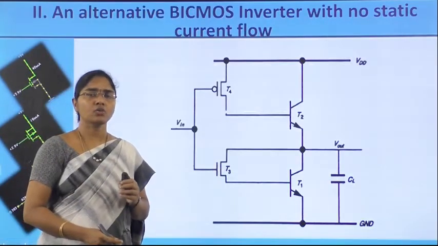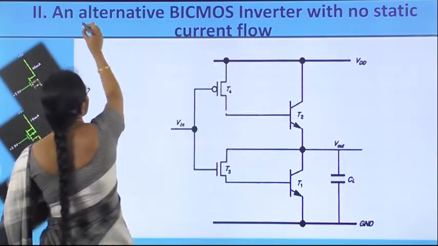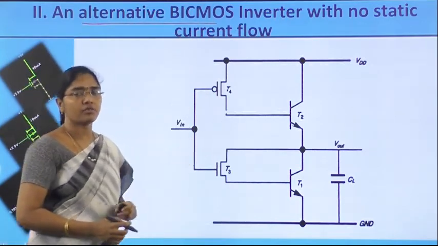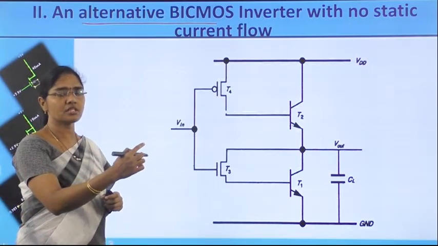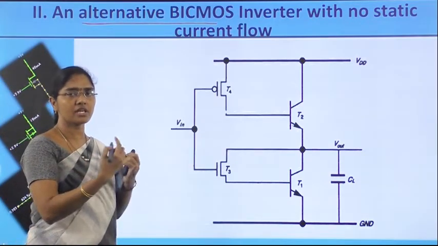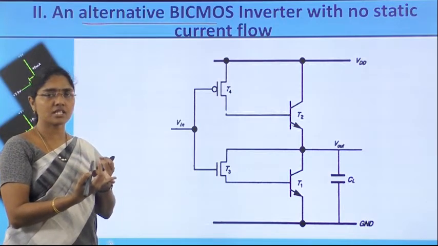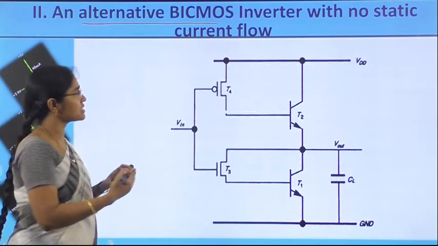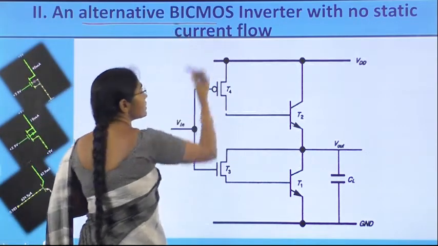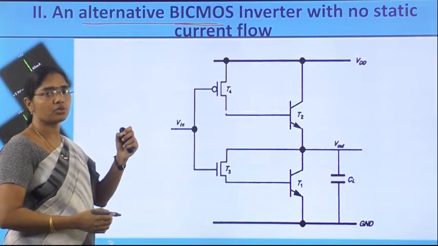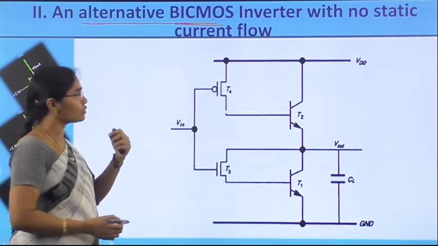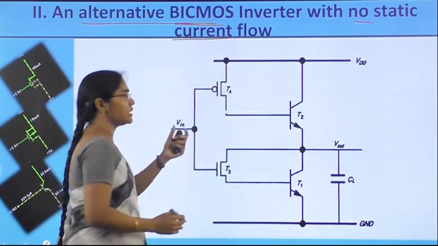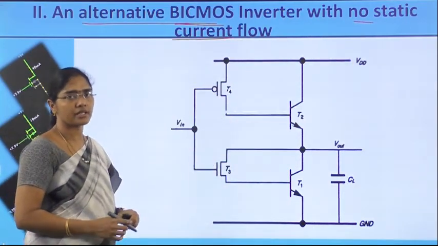The circuit with improved version, that is an alternative BiCMOS inverter with no static current flow. That means the problem with the previous is, one is static power dissipation is high and second one is discharge path is not existing. To address those two issues, first issue, that is static path, to avoid the static path or to not have any static current in that circuit, an alternative or improved version is represented like this.